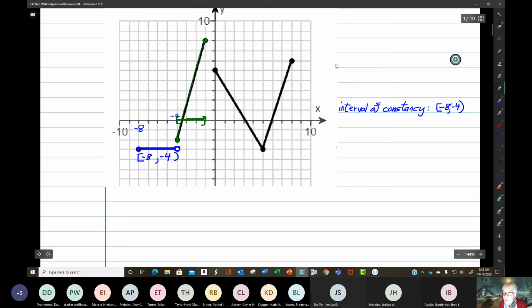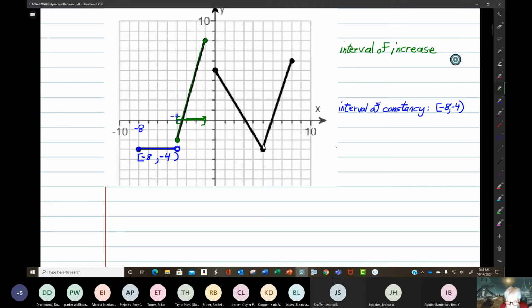Okay, so the interval of increase. But it's increasing in another place. So we're going to have to study this situation, because note here that we have a point that's doing double duty. Is it part of increase or is it part of decrease? That's difficult.